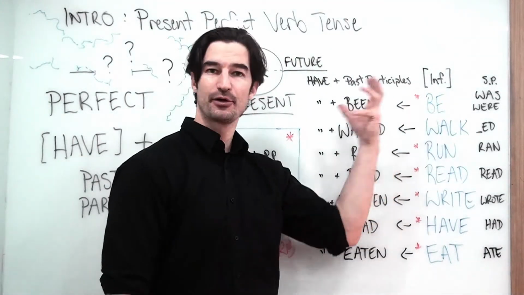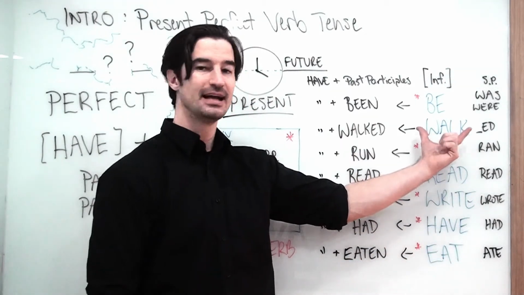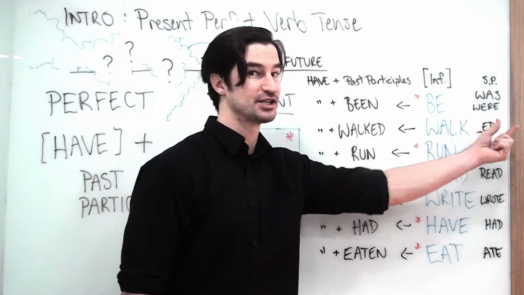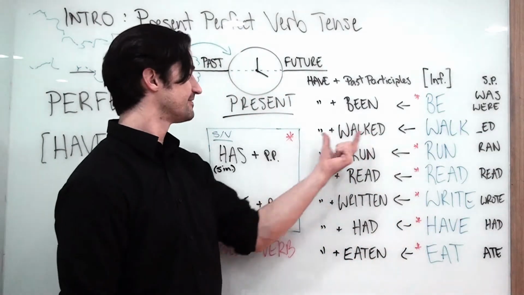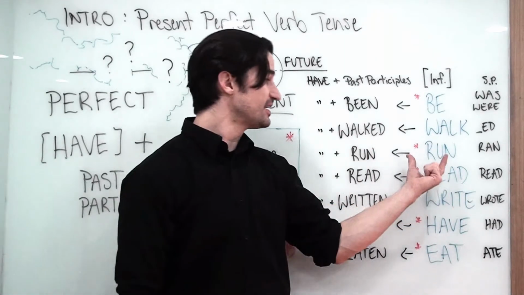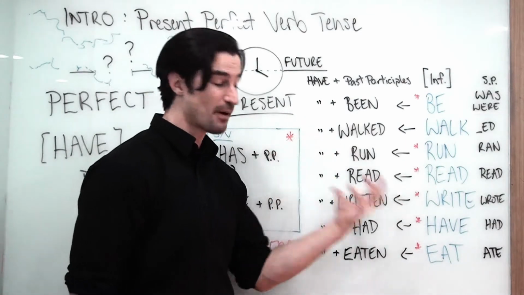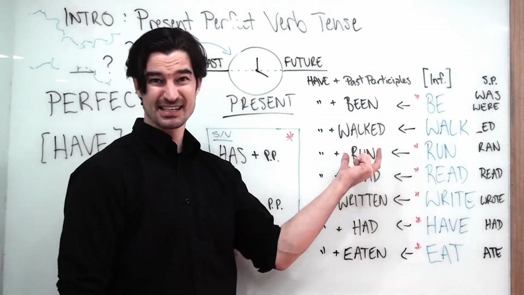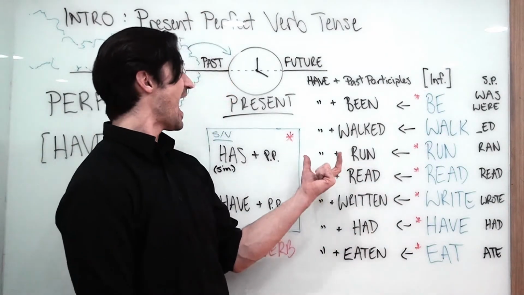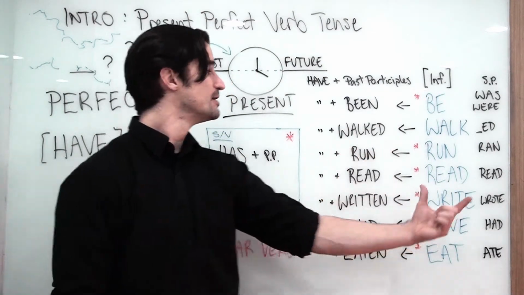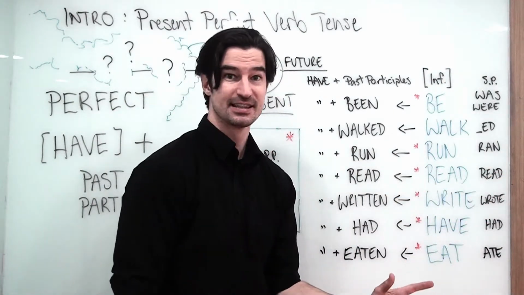Walked is our example of a regular verb, right? So you know the word walk. In the simple past, it's walked. We just add ed, and the past participle is the same. Have walked. Run, you know the simple past is ran. As a past participle, it's actually the same as the present, which is weird. It's just strange. It's not regular. It's irregular. Have run.